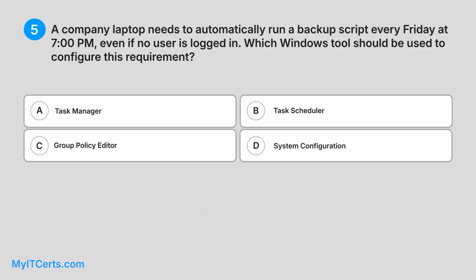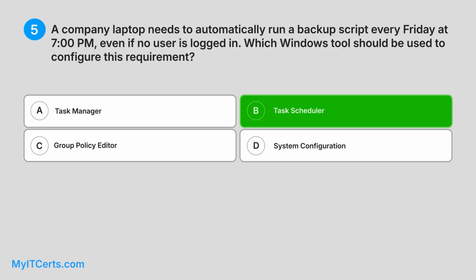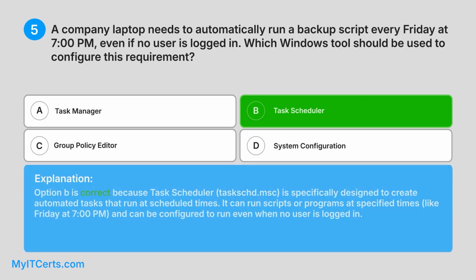Correct answer B. Task Scheduler. Explanation. Option B is correct because Task Scheduler, taskschd.msc, is specifically designed to create automated tasks that run at scheduled times. It can run scripts or programs at specified times, like Friday at 7 p.m., and can be configured to run even when no user is logged in.